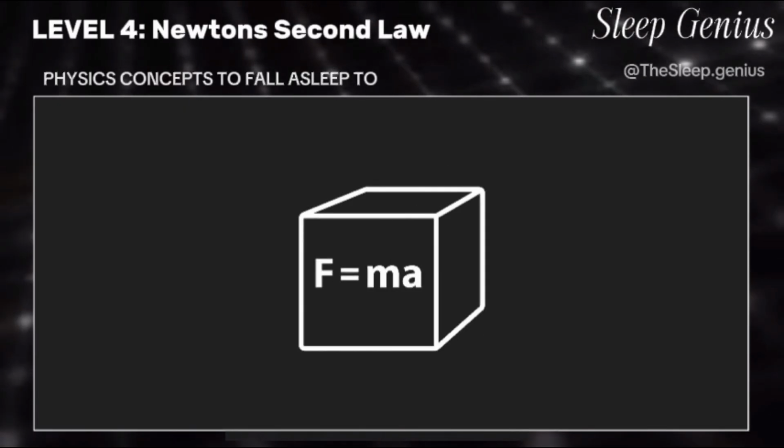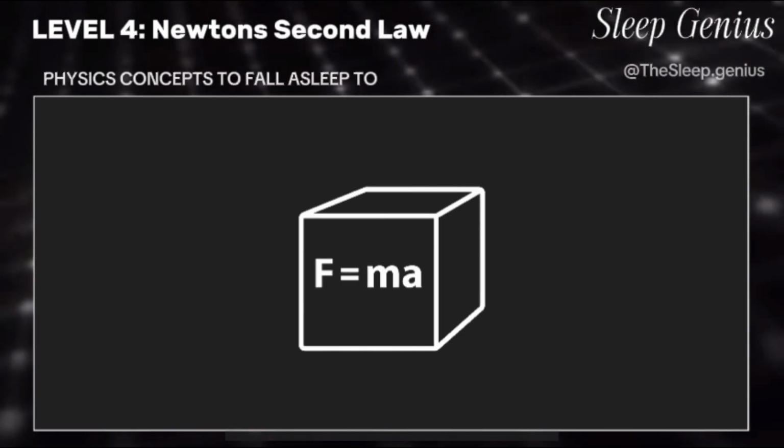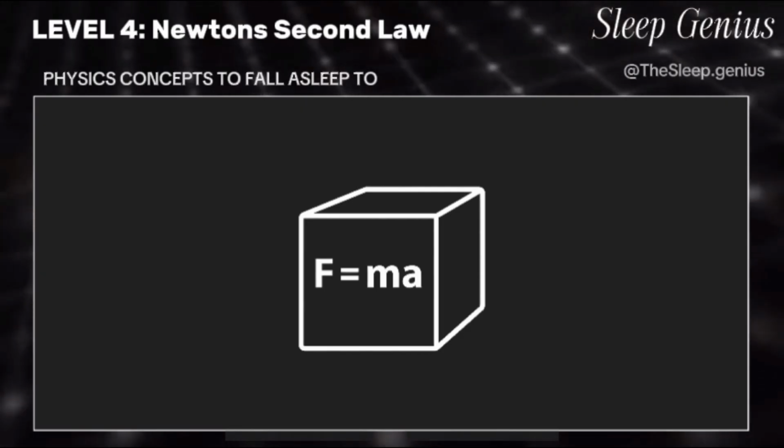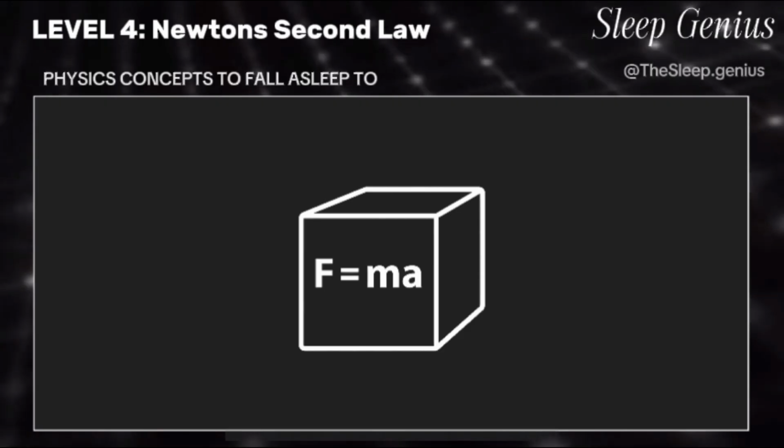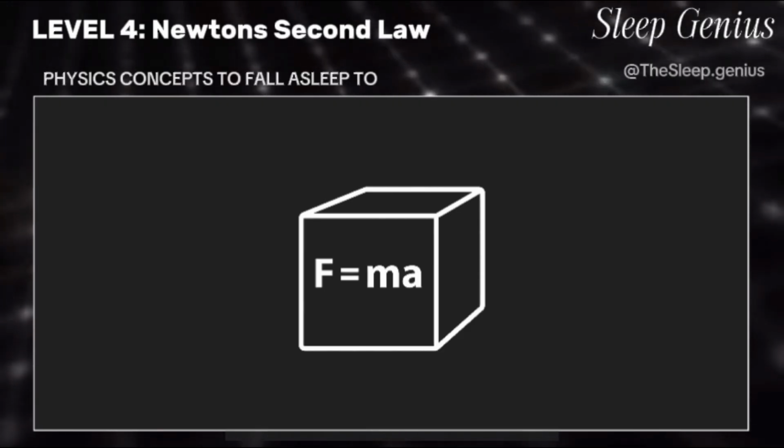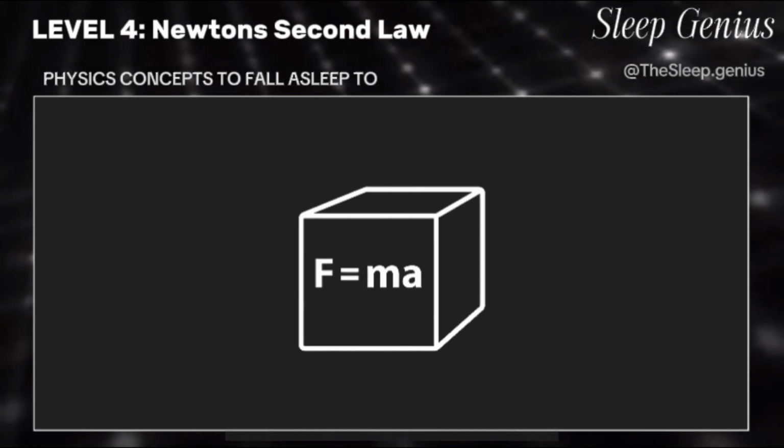Newton's second law. Newton's second law explains how objects move when a force acts on them. It shows that an object's acceleration depends on the force applied and its mass. Key terms include force, mass, and acceleration. Force is a push or pull. Mass is the amount of matter in an object. Acceleration is the rate at which an object's speed changes.